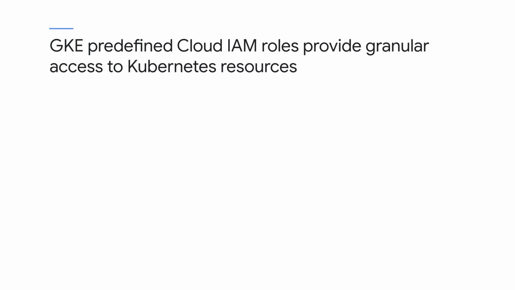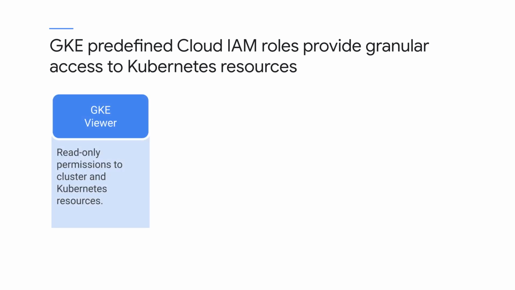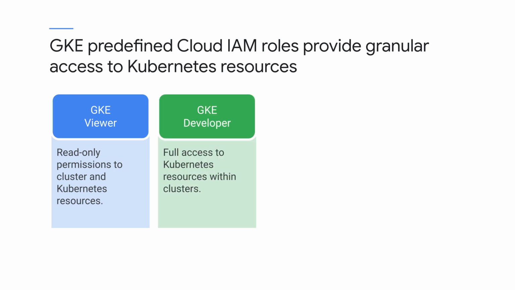Predefined roles are the second type of Cloud IAM roles. GKE provides several predefined Cloud IAM roles that provide granular access to Kubernetes Engine resources. The GKE viewer role gives read-only access, as might be needed for auditing. This commonly used role allows you to see the cluster, but role-based access control determines what you can do inside the cluster.